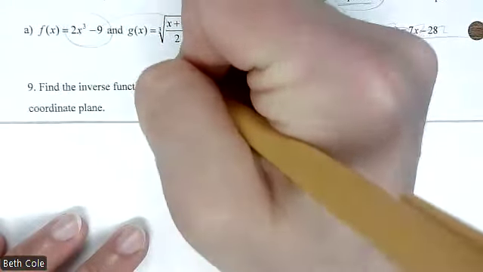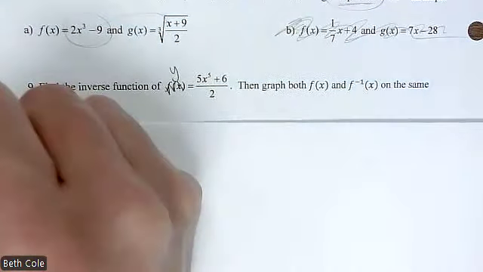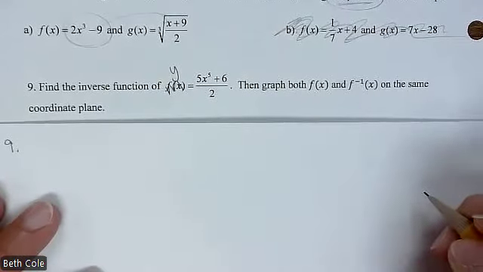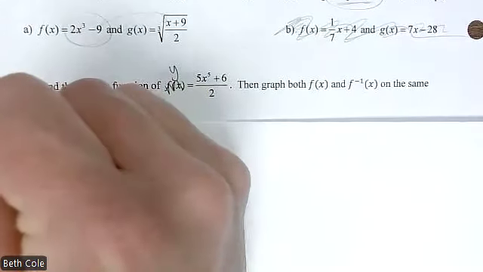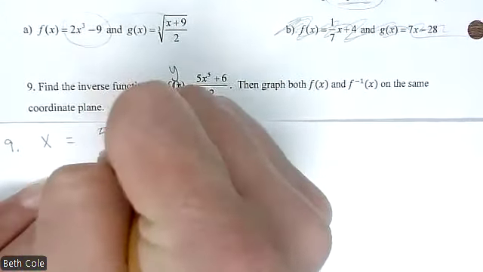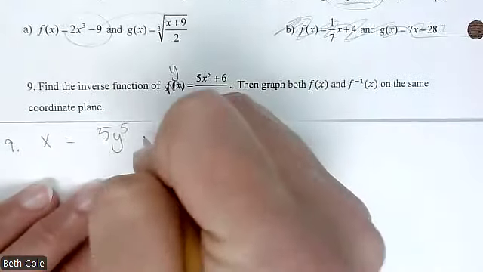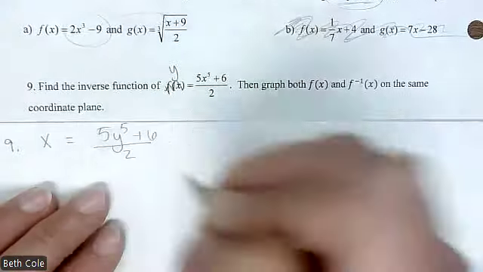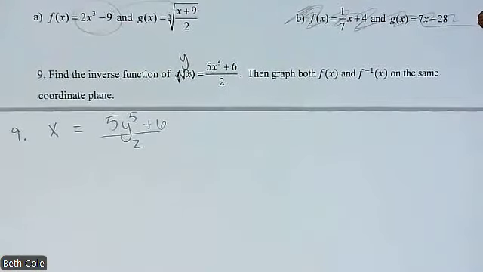It would sure help a lot if there was a Y in the problem. So I always scribble out F of X, call it Y. So swap X and Y, everything else is going to stay put. And again, it's the order of the steps that's important.